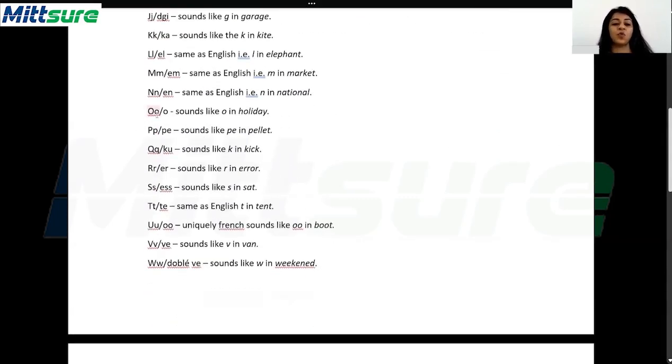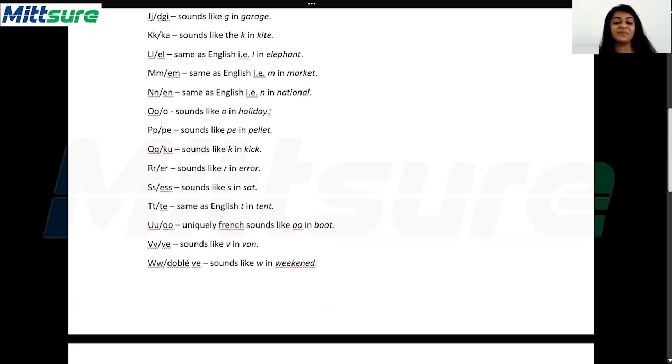Then we have O. O will also sound like English only, but it will be a little shorter. It's just O. For an example, in a word holiday. Now, what if I want to pronounce this holiday in French? So it will be holiday. Yes, because H will not be pronounced. O will be called as A. I will be called as E. And D will be called as the. Right? So it will become holiday.